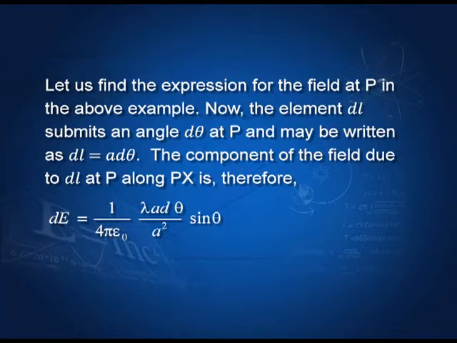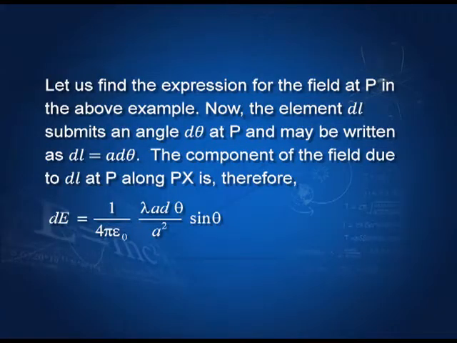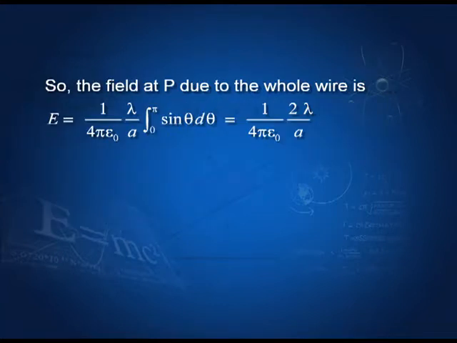So, dE is 1 by 4 pi epsilon 0 lambda times dl, which is lambda a d theta by a squared into sin theta, because there is a sin theta component that is available to us. The cos theta component vanishes. The field at P due to the whole wire, then, theta varies from 0 to pi, and therefore E is 1 by 4 pi epsilon 0 lambda by a, which I can take out, and then the integral of sin theta d theta gives 1 by 4 pi epsilon 0 2 lambda by a.